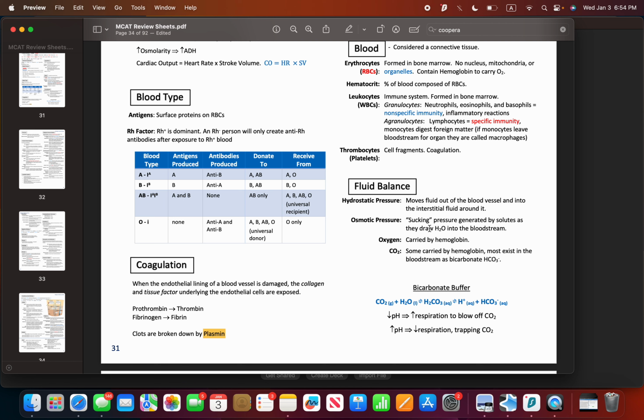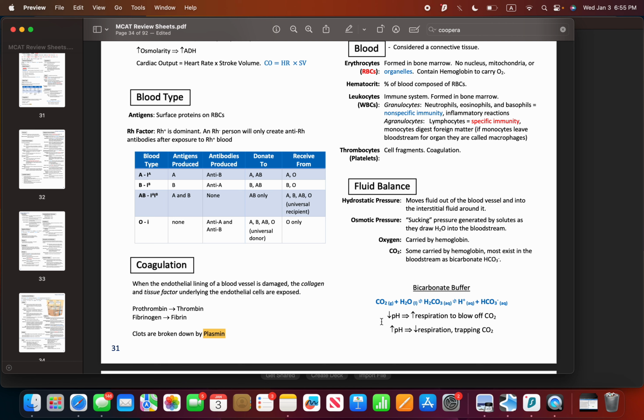Now oxygen is carried by hemoglobin, and CO2, some is carried by hemoglobin, but most exists in the bloodstream as bicarbonate, HCO3 minus. And we have a bicarbonate buffer where CO2 plus H2O, CO2 being the gas and H2O being liquid, give out H2CO3, which is aqueous, and it is the bicarbonate, and that also can dissociate into H plus, which is aqueous, and HCO3 minus, which is aqueous, again as bicarbonate.